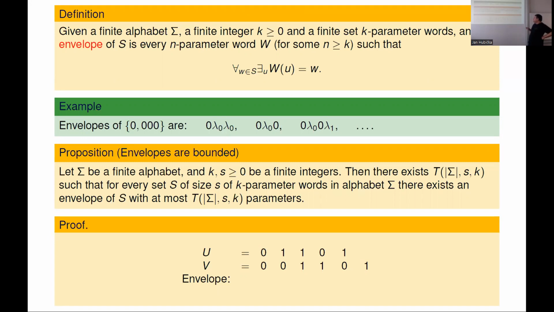And the envelopes are bounded in size, and that's easy to see in the parameters, because if you have a set of words, you start building an envelope. If you have the same letters in both of them, you just keep them the same. If you have different letters, you are forced to introduce a parameter. The observation is that you need to introduce only as many parameters as you have different columns in this drawing, which is exponentially many, but it's a finite number. So the envelopes are bounded.